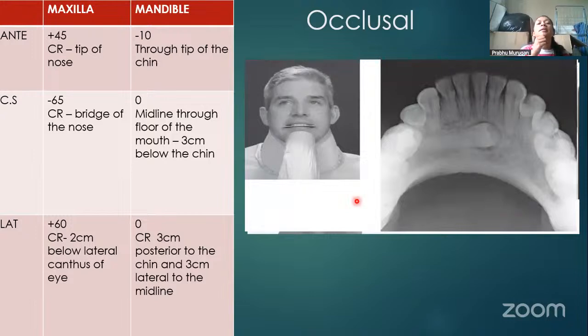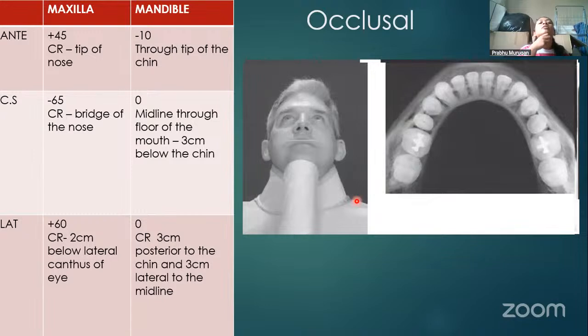When it comes to your mandible, first is your mandibular anterior projection. For that, you'll ask the patient to lift their chin, and the central ray has to pass through the tip of the chin. You can see, minus 10 degrees through the tip of the chin. When it comes to the mandibular cross sectional, it is exactly perpendicular to the radiograph, which means 0 degrees, midline through the floor of the mouth, 3 centimeters below the chin. This is how your X-ray film will be projected.